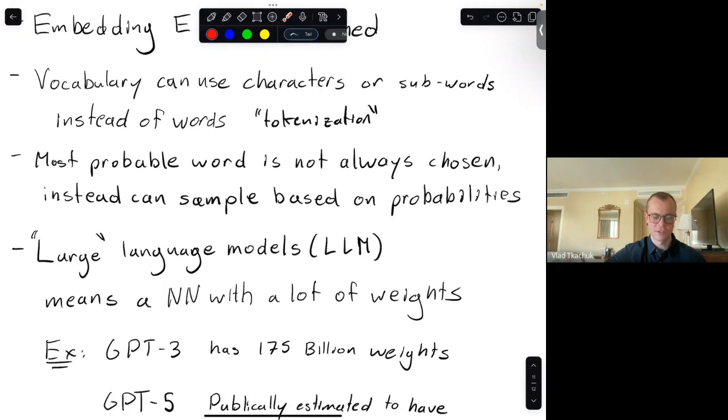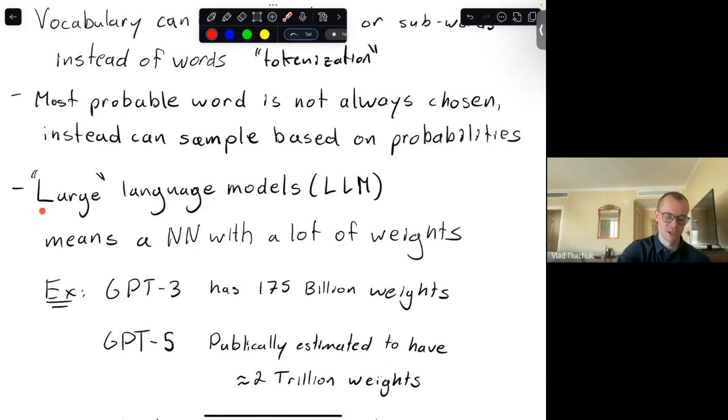Okay. And finally, the word large is for language models that have a lot of weights. For reference, GPT-3, which is publicly available, we know had 175 billion weights, which is a lot. That's how many of those edges there were. GPT-5 is publicly estimated to be on the order of 2 trillion weights.